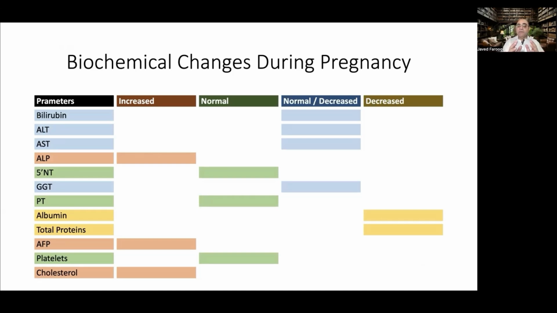That's the reason I gave different colors. I coded them with different colors to understand which are the liver parameters that are increased, which remain normal, which remain normal or mildly decreased, and which are clearly decreased. When you have this knowledge, it becomes easy to diagnose different liver diseases in pregnancy.